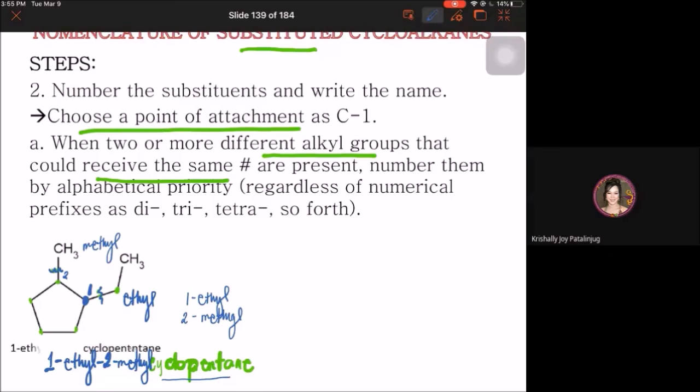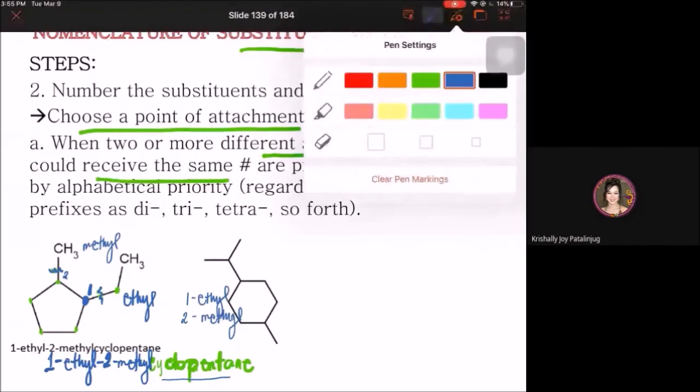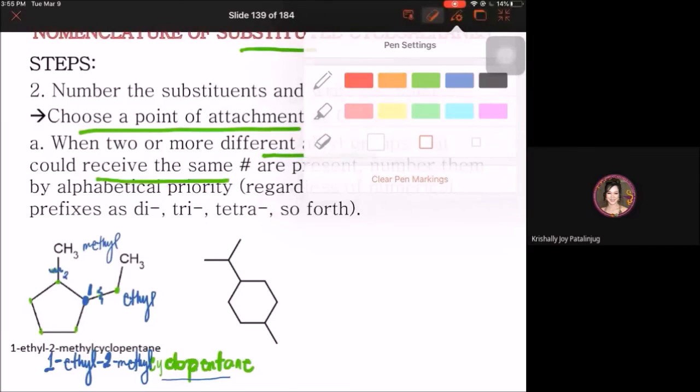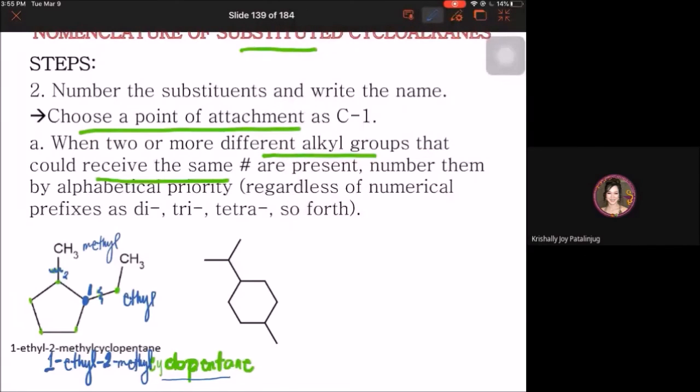Okay, next. This is another example. Okay, another example. This time, this is also a cycloalkane, particularly cyclohexane.